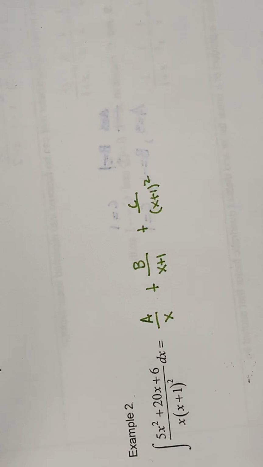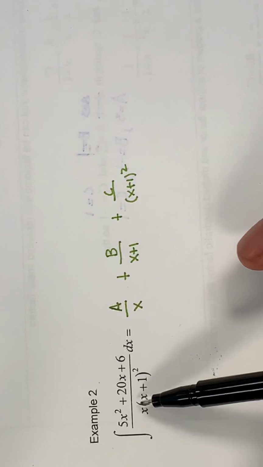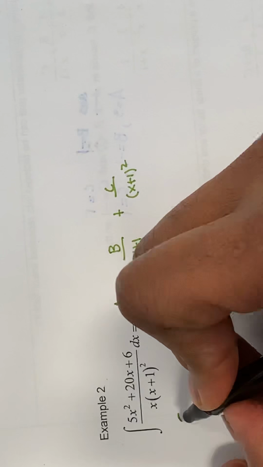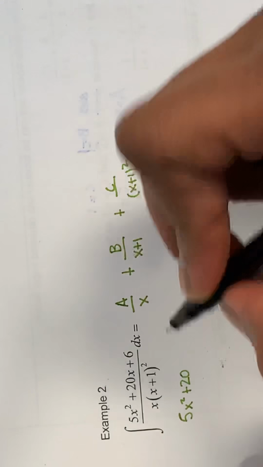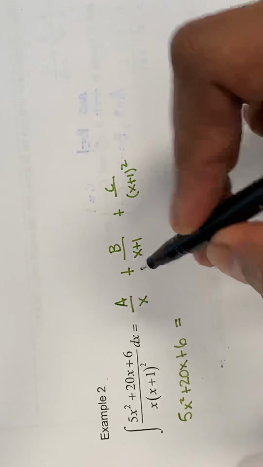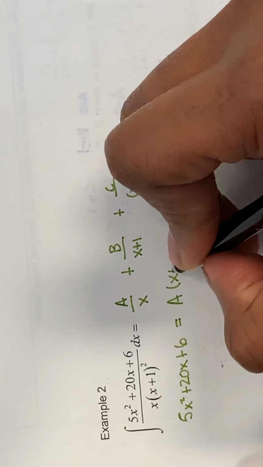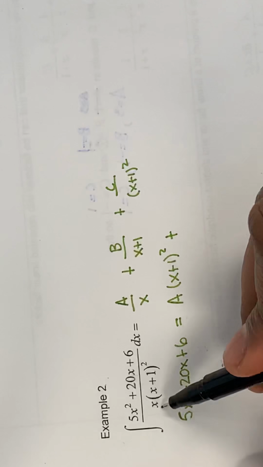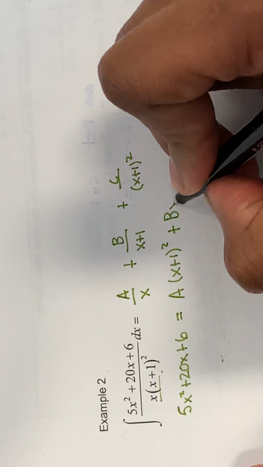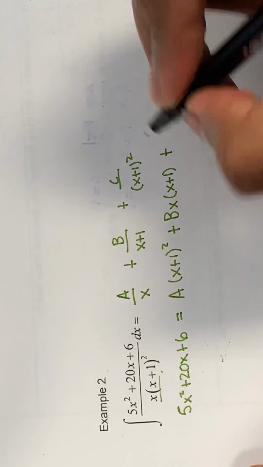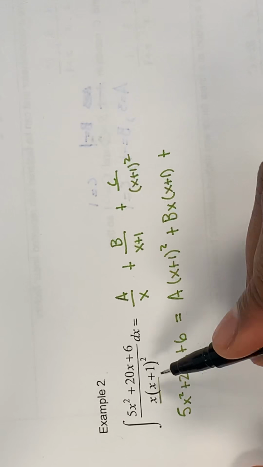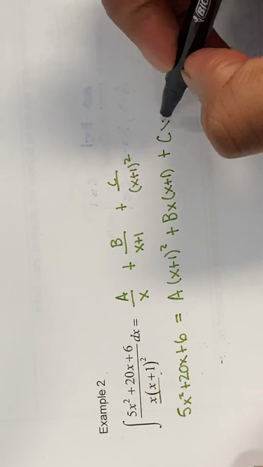And so the proper method for solving for this is to multiply x times (x plus 1) squared times all of the right side. In doing so, we will get 5x squared plus 20x plus 6 equals, so if you multiply this denominator times this, the x cancels out. So we have A times (x plus 1) squared plus, if you multiply this times B over x plus 1, one of the x plus 1's cancels. So we have Bx times (x plus 1) plus, then if we take x times (x plus 1) squared and multiply by this C term, then the (x plus 1) squared is canceled out. So we have plus just C times x.